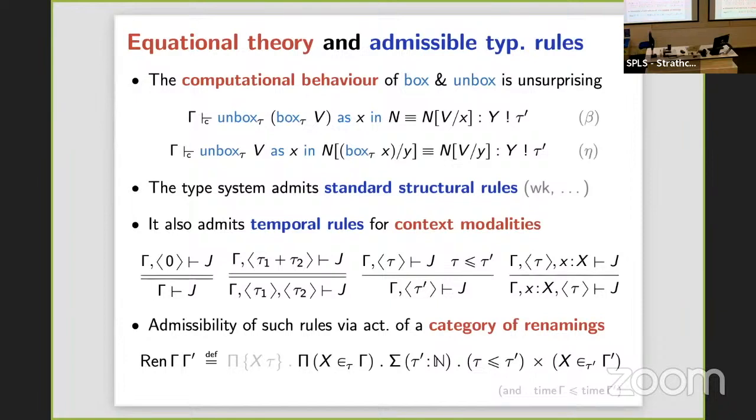Now, the only difference is that here, this subscript tau is counting how much time has passed since that variable entered the context. So the variable that you are returning in gamma prime has to have at least that much time on the right of it. This guarantees that when you're doing renamings, you can't suddenly decrease the time. So the time can only grow in one direction.